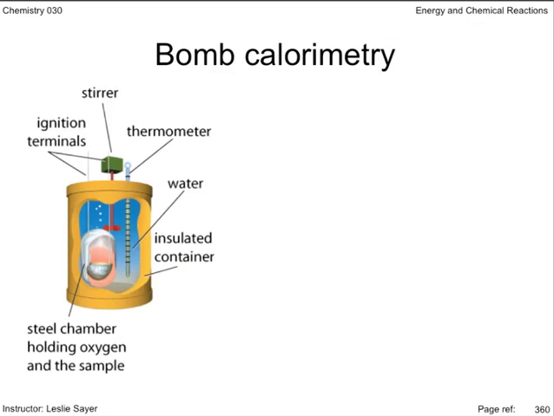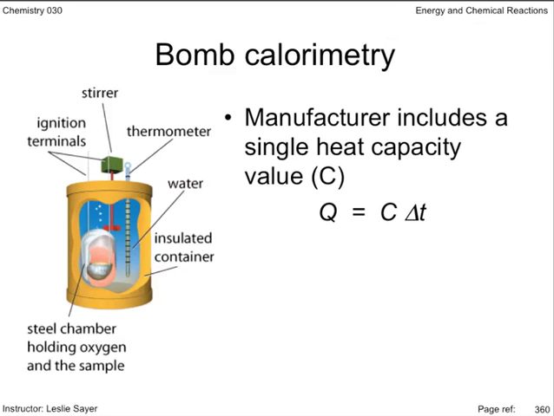The manufacturer of the bomb calorimeter provides this information to the chemist by way of a single heat capacity value that has taken into account all of the components of the calorimeter that could be affected by the temperature changes within. Since the mass of water it contains as well as the masses of all the components is constant, there are no mass units in the heat capacity value, which is why it's called heat capacity and not specific heat capacity. Heat capacity has the symbol big C and units of kilojoules per degree Celsius.